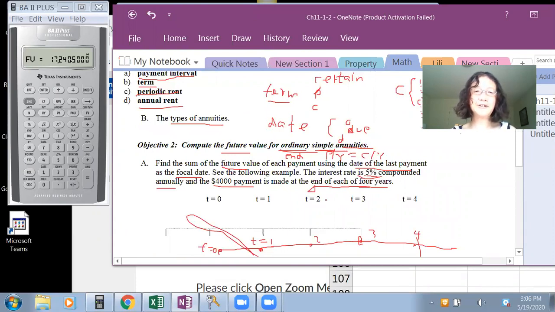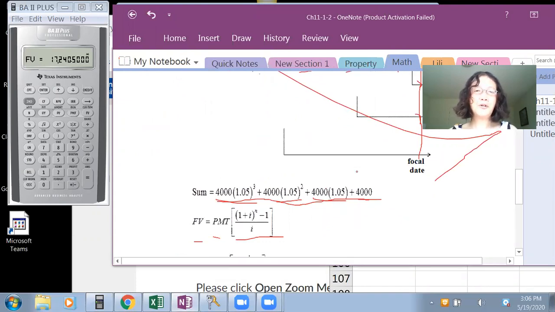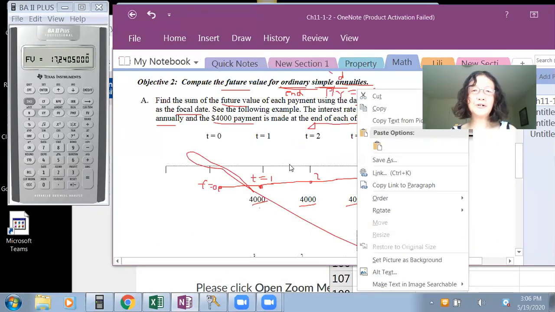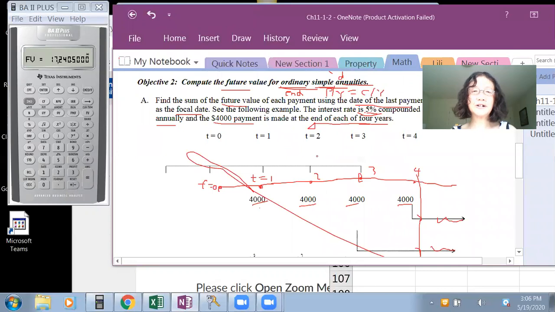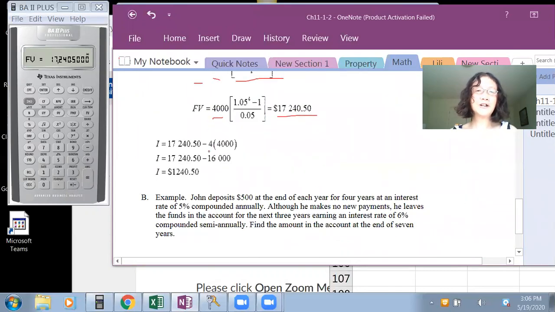First method is formula. Second method, calculator. Third is Excel. Once you have the future value, if the question also asks what is the interest earned over the 4 years, for the interest you just use the future value minus the total of the payments. And this is the interest earned over 4 years.